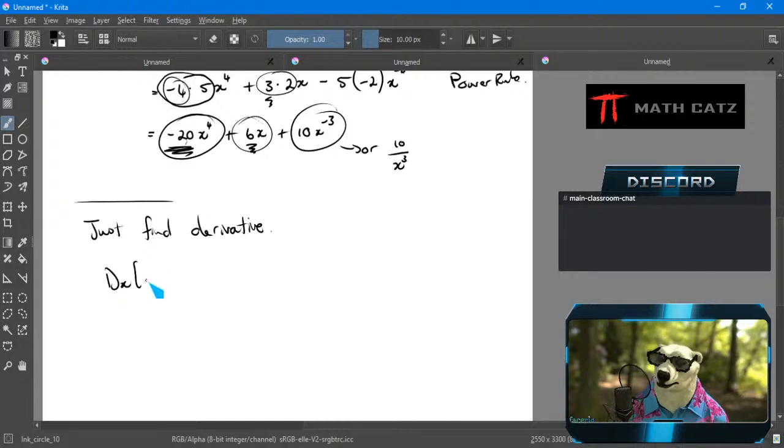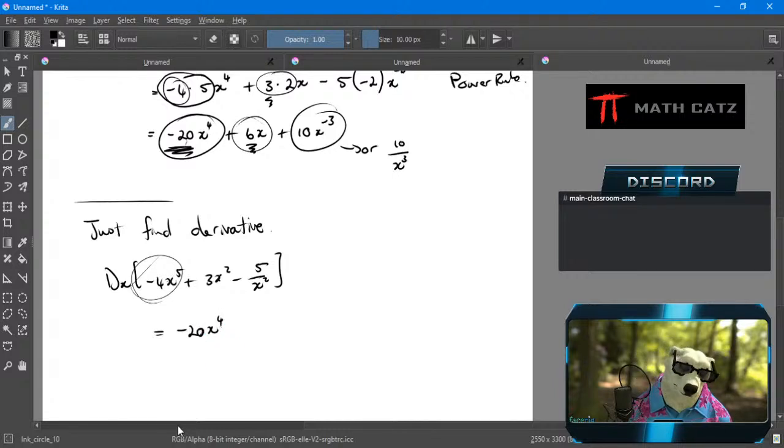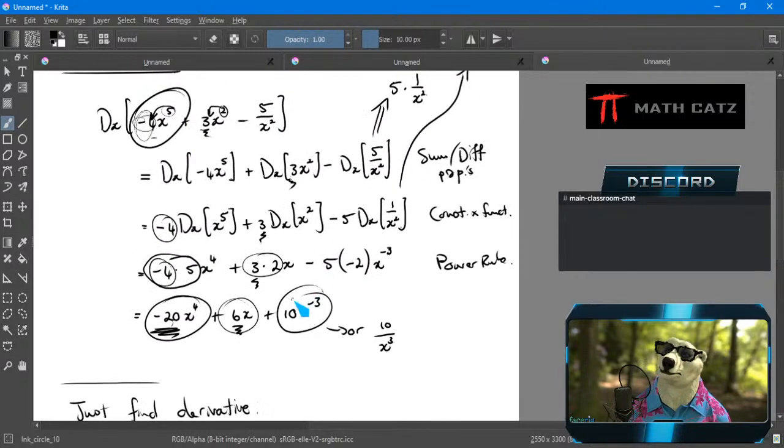Let me just copy it again here. What was it? Negative 4x to the 5 plus 3x squared minus 5 over x squared. And I just want to find it. Let's suppose that's my goal. Then I can say, well, I've seen this now thousands of times, and I can merge it and say negative 20x to the 4. But be sure that you are ready for it. Some people could be ready now. Some people will take 10 more practice questions in the detailed way before they're ready.